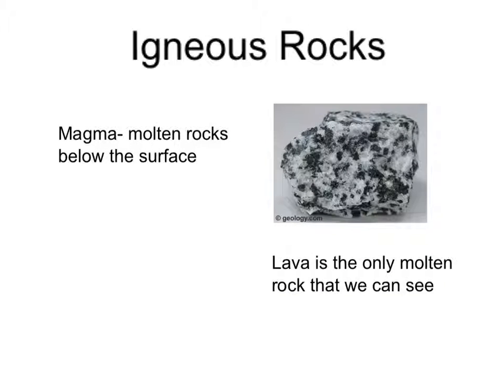Igneous rocks form when molten rock material cools down and solidifies. Magma is molten rock below the Earth's surface. Molten rock at the surface is called lava. Lava is the only molten rock that we can see. Lava erupts from volcanoes at the Earth's crust at temperatures near 2000 degrees Fahrenheit.